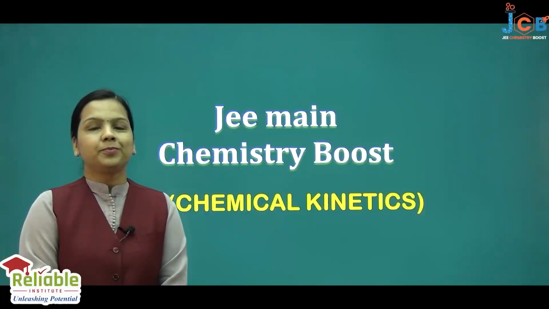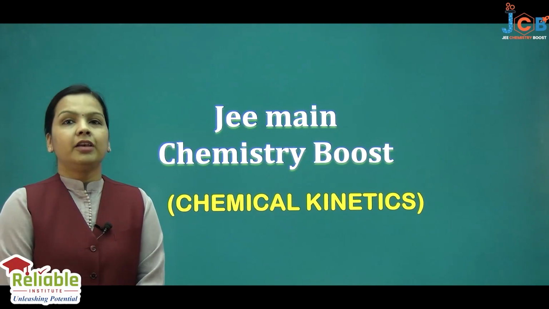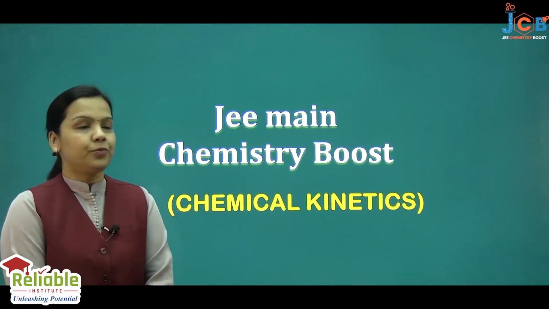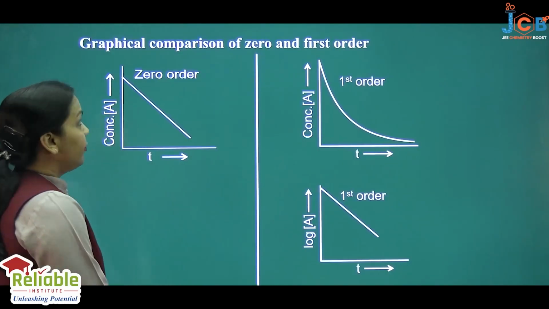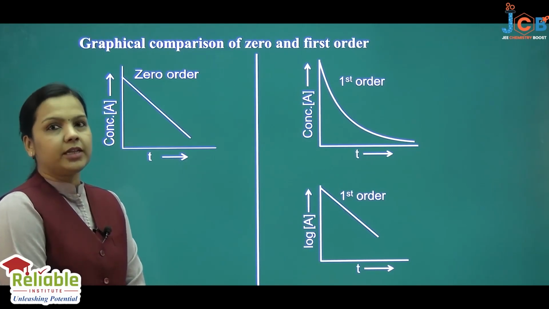Hello dear students, today we are going to deal with the graphical part of chemical kinetics, which has been asked many times in JEE Main as well as in JEE Advanced. So let us start. What we are doing is the graphical comparison of zero and first order. Mainly these two are asked in the exam.